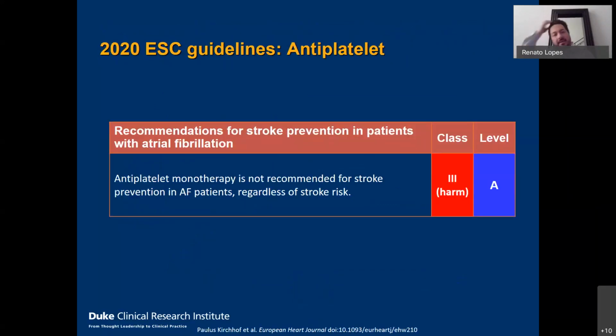And that's why the 2016 guidelines and now the 2020 guidelines agreed that antiplatelet or aspirin monotherapy is not recommended for stroke prevention in atrial fibrillation. It's a class 3 recommendation. So basically, we should not use aspirin anymore for stroke prevention.